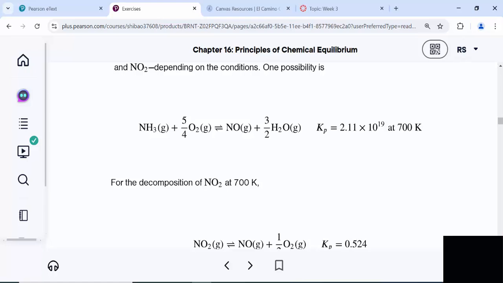And 10 to the 19 means this heavily favors the product here. Sometimes we write these as fractions. You see these as fractions when we want to normalize it per mole of ammonia. Per mole of ammonia, how much do I need of everything else? And so fractions are common.